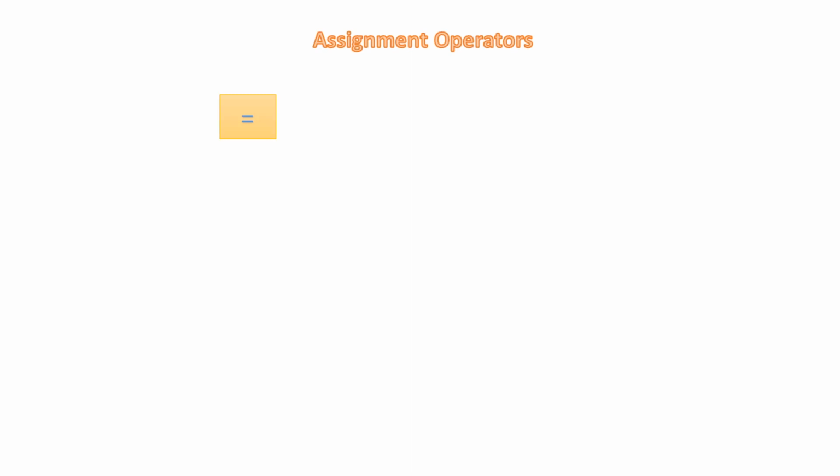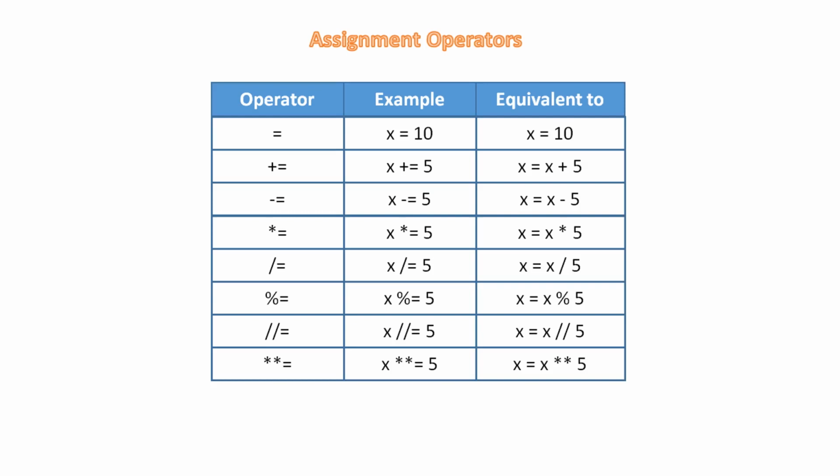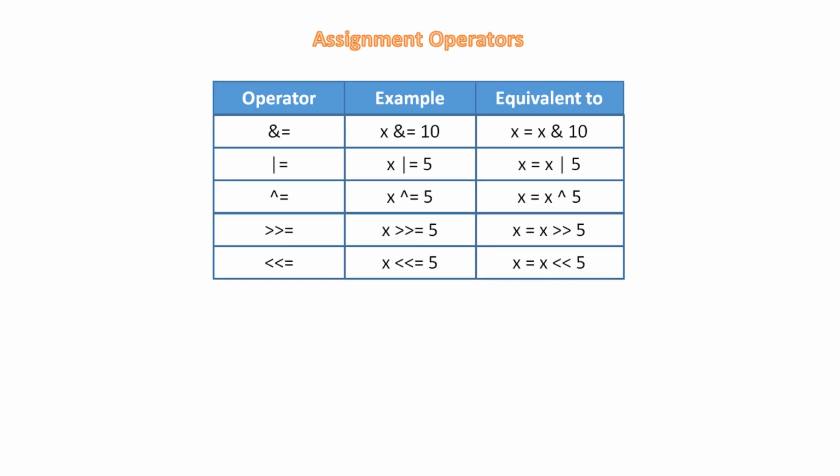Assignment operator can be simply an equal to sign, or an arithmetic operator followed by an equal to sign, or a bitwise operator followed by an equal to sign. It must not have space between the operator and equal to sign. Here is the list of assignment operators. List of assignment operators continued. Let's understand each operator with examples.